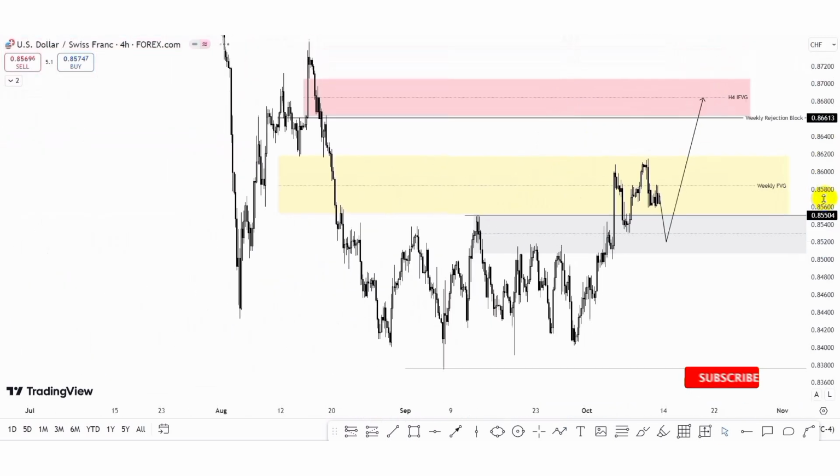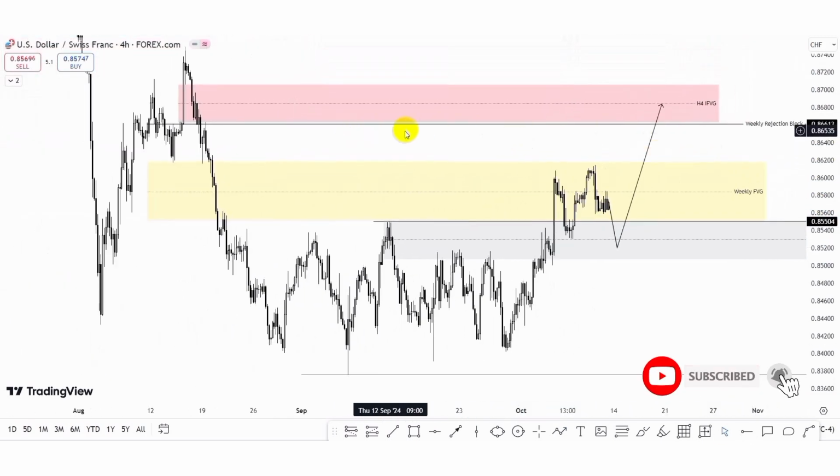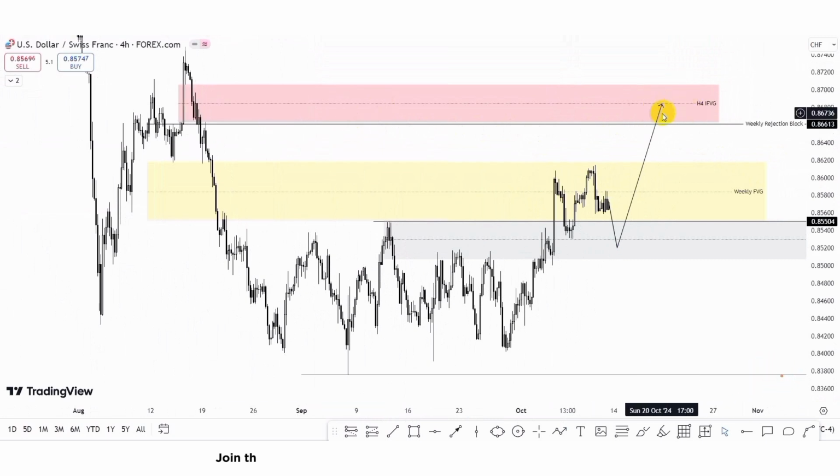and then we have price continuation to the upside. So you can see above the weekly rejection block we identified, we have this 4-hour inversion fair value gap. I'm expecting to see price push to the downside, take out the sell side liquidity, and then we can have the bullish continuation to the upside.